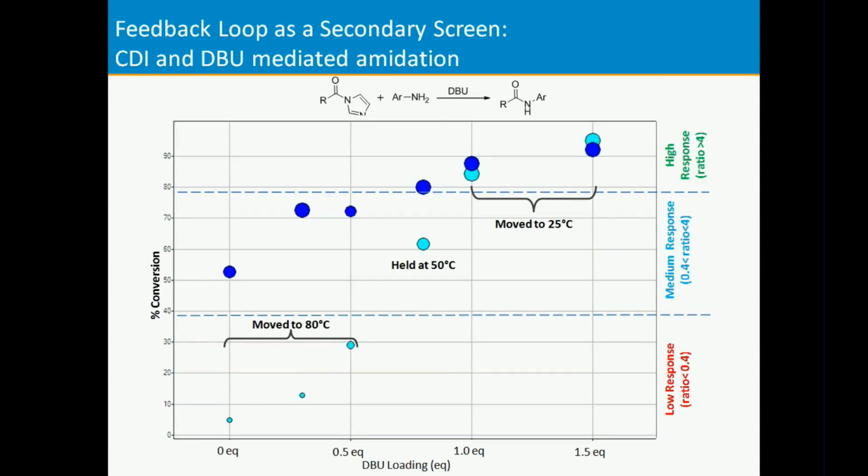Further time was unnecessary. Interestingly, all of the lower cases were proceeding significantly slower. So even though the 0.75 equivalent case fell into the middle bucket, it didn't proceed to very high conversion over the second 16 hours before the second sample. So what this points to is that the best conditions are actually the higher DBU loading with the short reaction time.